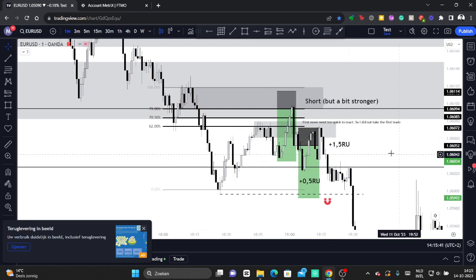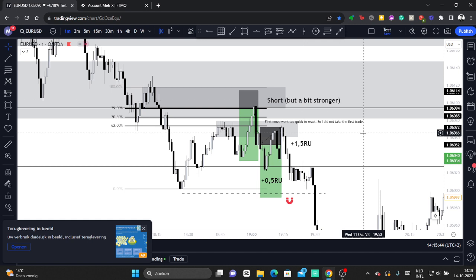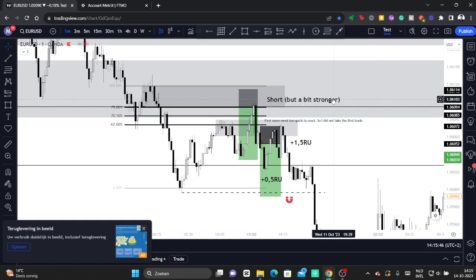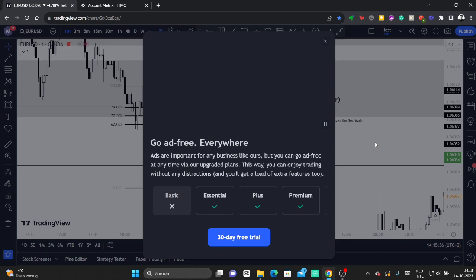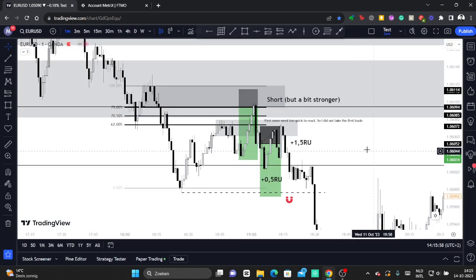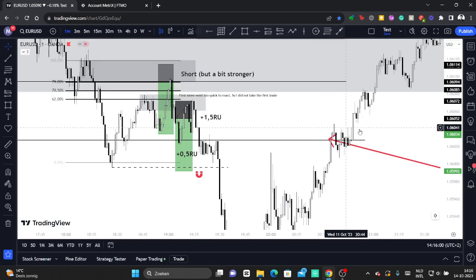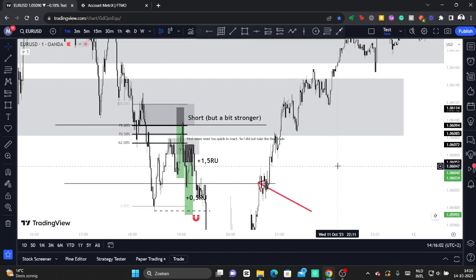And a short bias, but it's a little bit stronger. So this means that I can still go for a long trade, but I'm more short bias. If there is a reason that I can change it to a long bias, then I will do it, but I'm usually more on the short bias level.